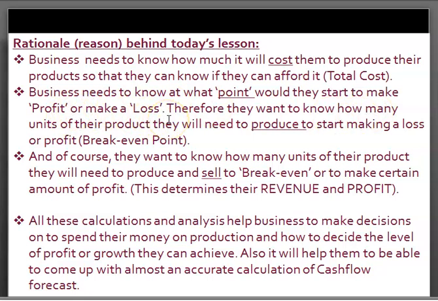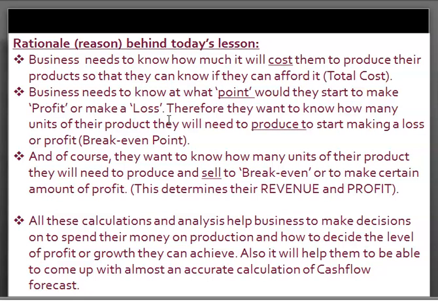Then business needs to know at what point would they start to make profit or make a loss. So when someone is in the business, they want to know, well, I'm going to put my money into this business, yeah? And I would like to know how much it's going to cost me. Okay, now I know how much it's going to cost me. I want to know when I'm going to start making money, that is profit, from my investment of putting money into the business.